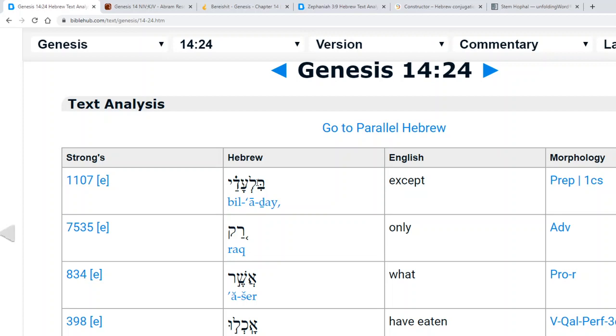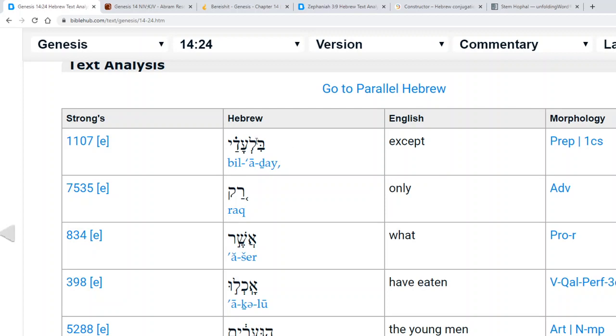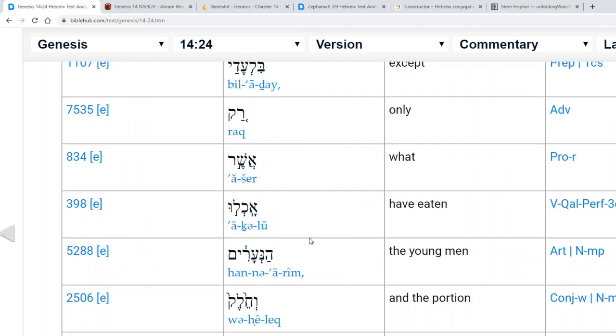So bil'adi, bil'ad means except for me. It is in the first person common singular, but it's not translating that. Bil'adi, so for me, I would translate it. Rak means only. It restricts whatever is coming up. Rak asher is the pronoun relative.